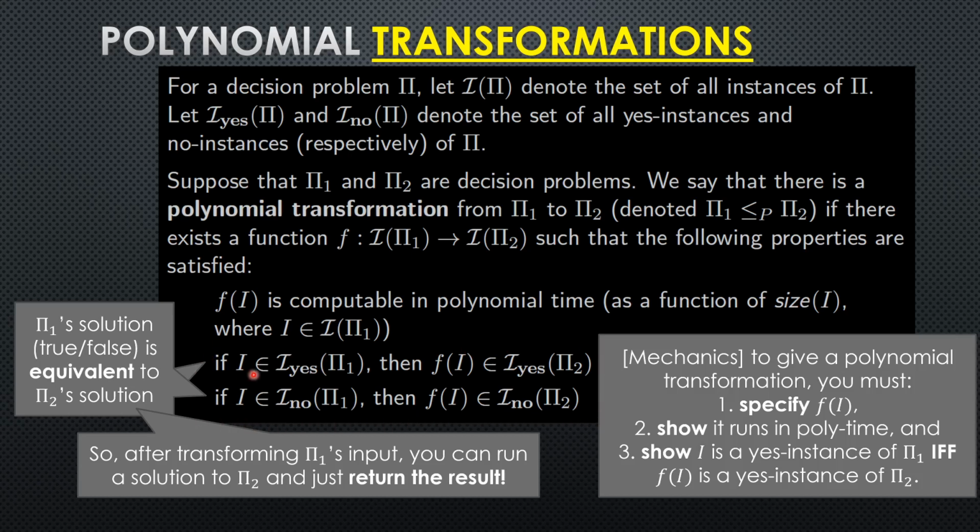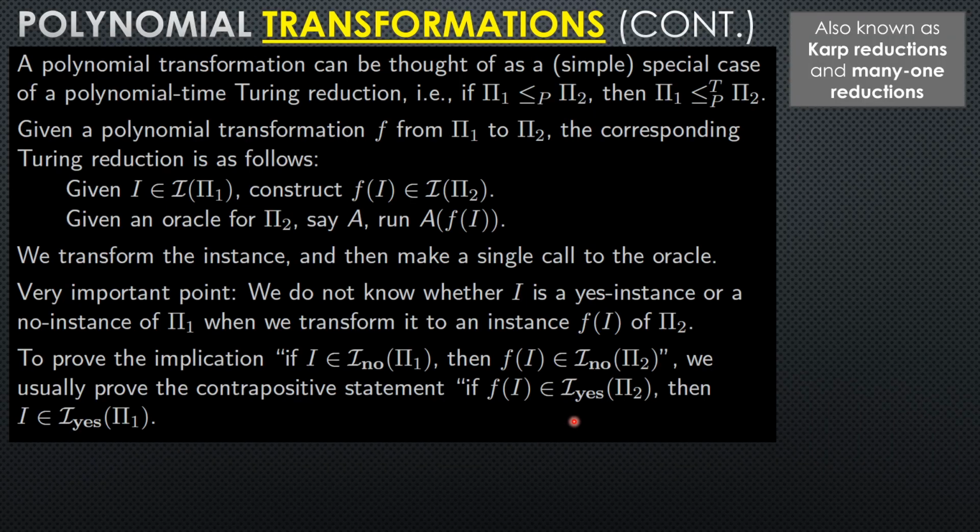We can see if I is a yes instance of pi1, then f of I is a yes instance of pi2. If I is a no instance of pi1, then f of I is a no instance of pi2. This is equivalent to just saying that I is a yes instance of pi1 if and only if f of I is a yes instance of pi2. On the next slide, I'll get into more detail about how precisely we're going to argue this. We're going to prove this on this slide and the slide after.